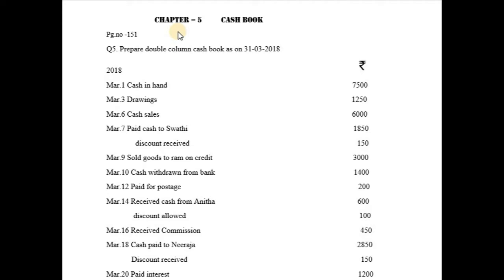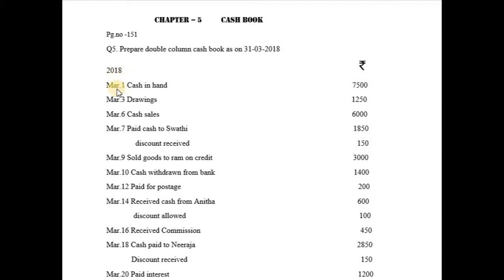In this video, I'll be explaining the chapter Cash Book, chapter 5 for intermediate first year students for Telangana State Board of Intermediate Education. Let us have a problem. Page number 151, question number 5. Prepare double column cash book as on 31st March 2018. So here the transactions are given for the year 2018 for the month of March.